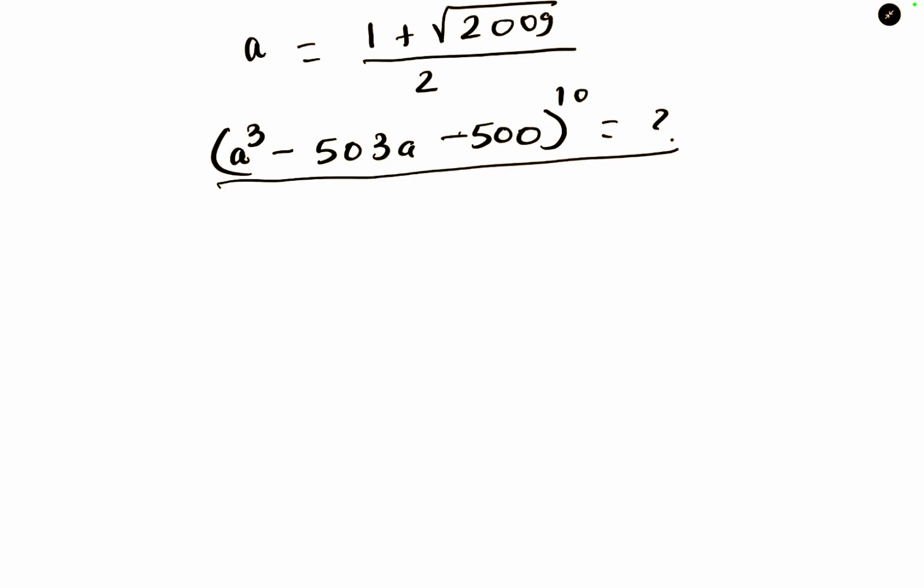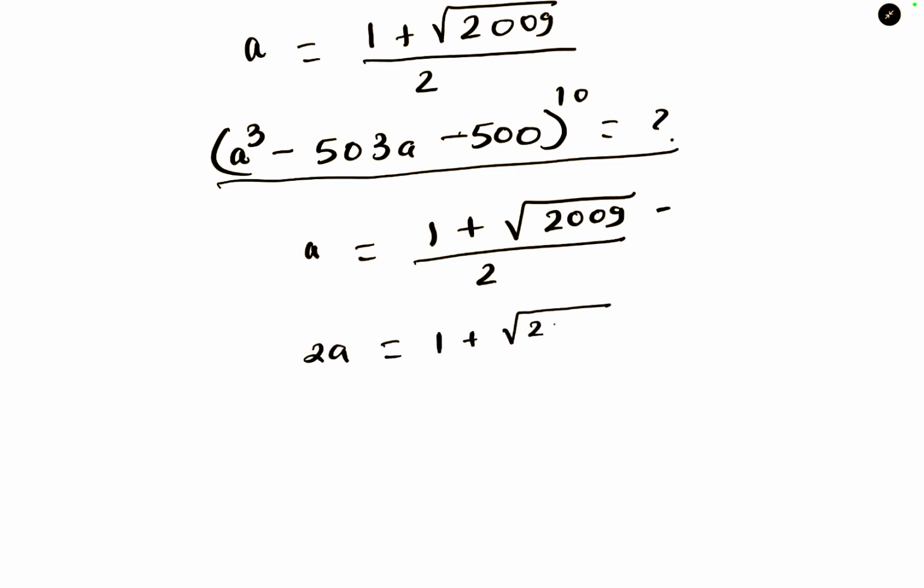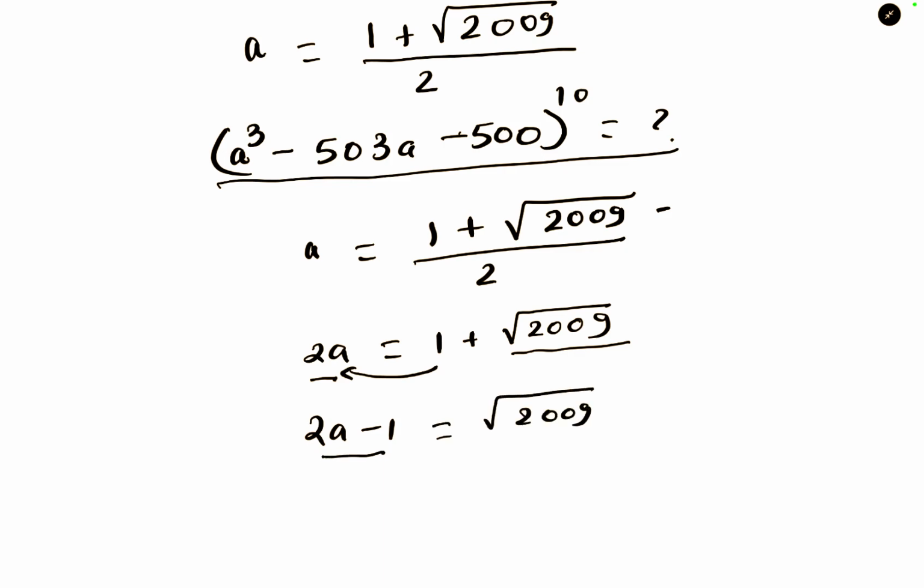So we have been given a is equal to (1 plus root over 2009) divided by 2. Let us understand how to simplify such a question. First, we will multiply both sides by 2 so that we have a term in terms of a, and we try to remove this root. So 2a will be equal to 1 plus root over 2009. My aim is to bring this to the right hand side and every other term to the left hand side. So 2a minus 1, this goes to the left hand side, and we have 2a minus 1 equal to root over 2009.